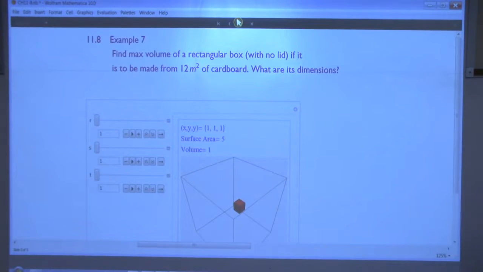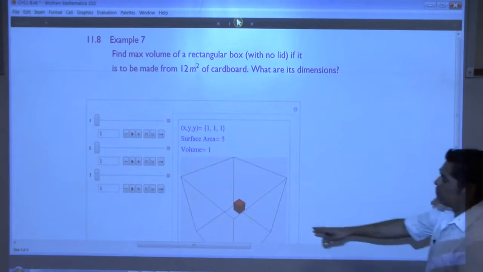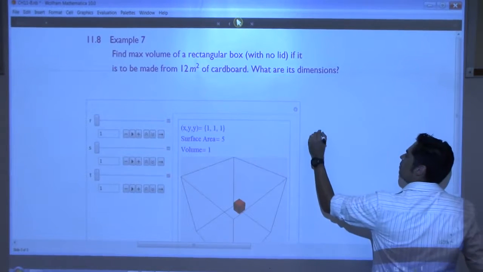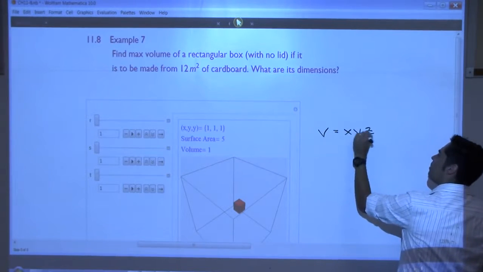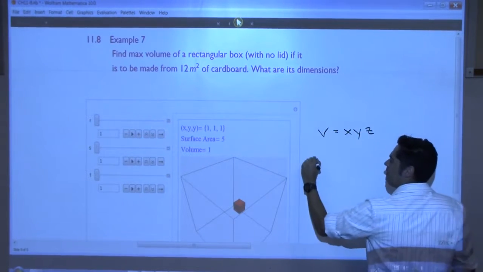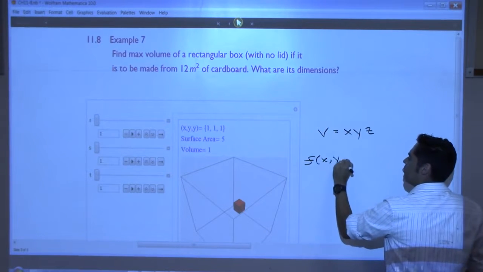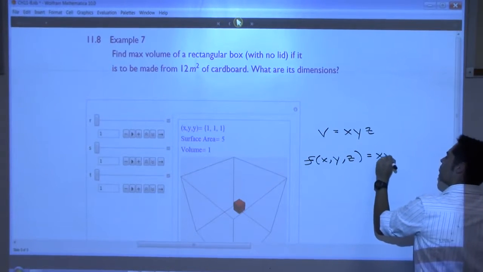It's much easier. Okay. So what are we trying to find the maximum of? Maximum what? Volume. What's the volume of a rectangular box? Length times width times height. So why don't I call it x, y, z? Is that okay with you? Does that make you happy that this is going to be a function of three variables? X, y, z? Yeah?